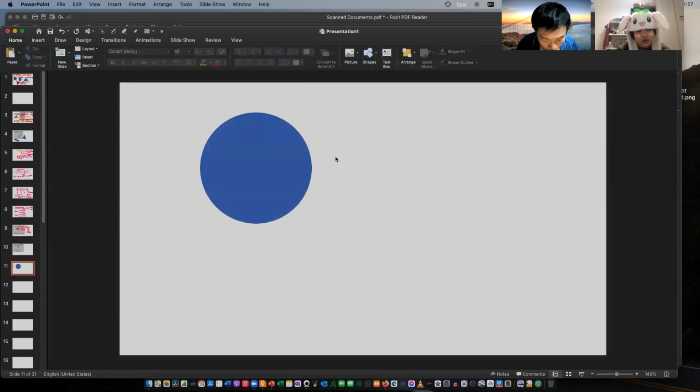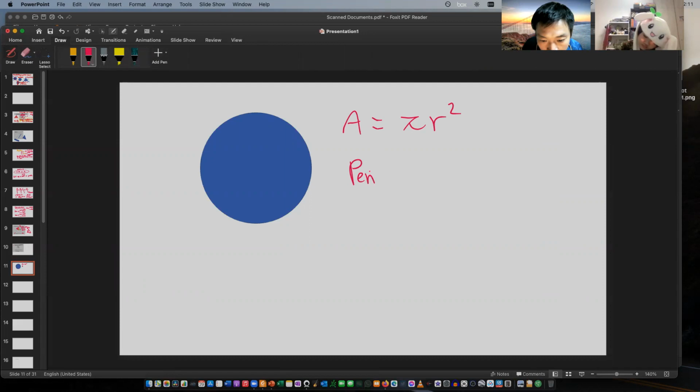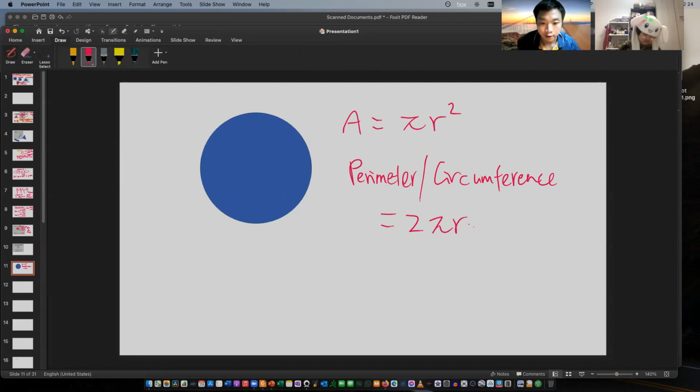So to find the area of a circle or perimeter of the circle, I think it's pretty easy. You already know the formula. So area is equal to pi r squared. Okay, perimeter, or another word for perimeter is circumference, just to let you know. Circumference is equal to 2 pi r. I think a lot of students know this too.